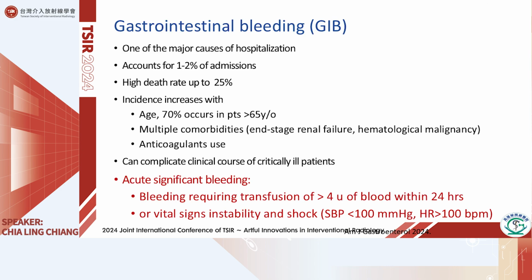And we know that GI bleeding is one of the major causes for hospitalization, accounting for 1 to 2% of admissions, with a very high death rate of up to 25%. The incidence could increase with age, patients with multiple comorbidities, such as renal failure or hematological malignancy, and some patients with anticoagulant use. GI bleeding can complicate clinical courses of critically ill patients. The definition of acute significant bleeding is bleeding requiring transfusion of more than 4 units of blood within 24 hours, or vital sign instability or shock.